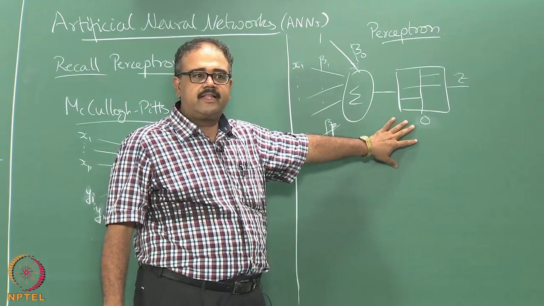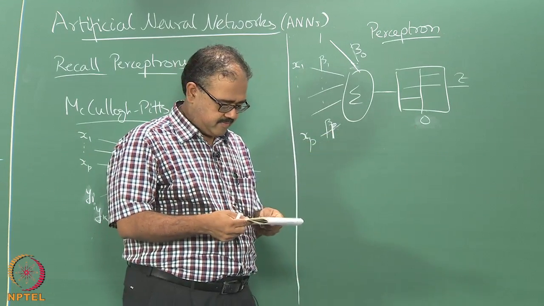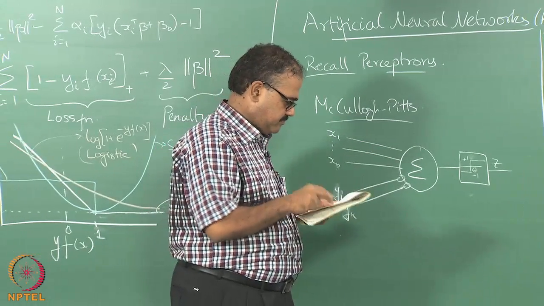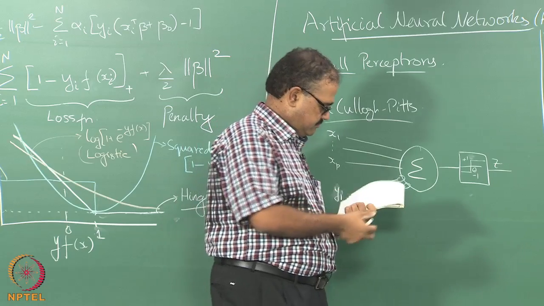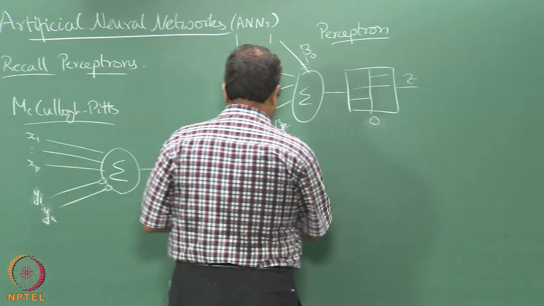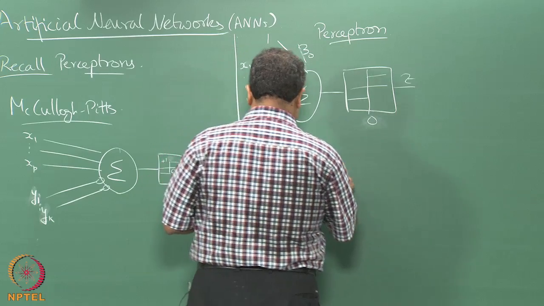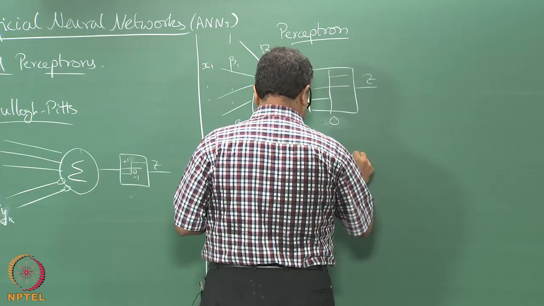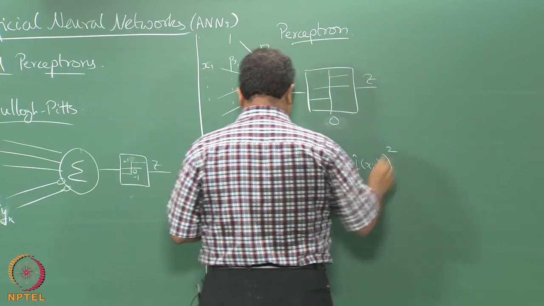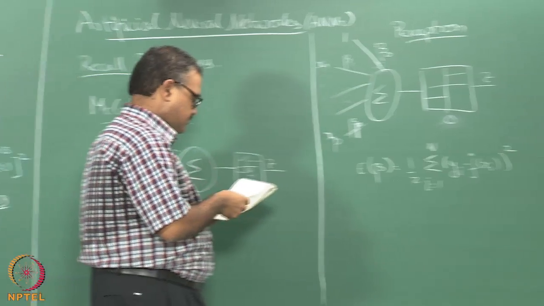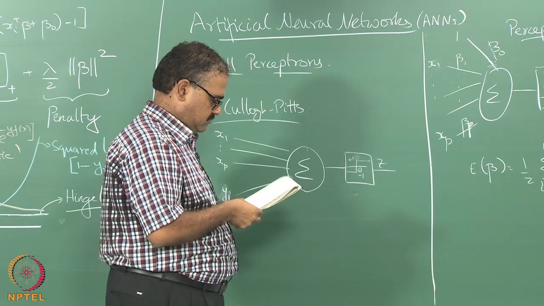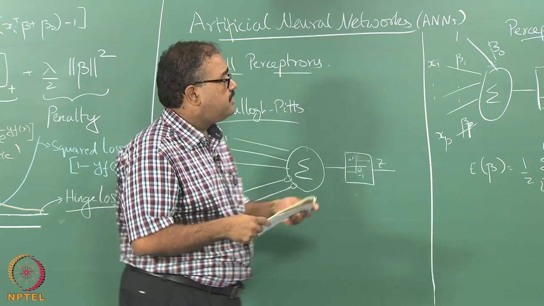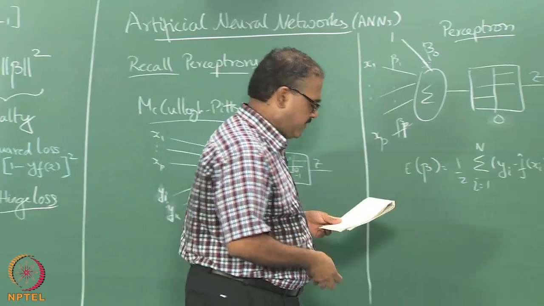perceptron, right. How did we get there? We used a gradient descent rule. We started with that error function and then we took the derivative.